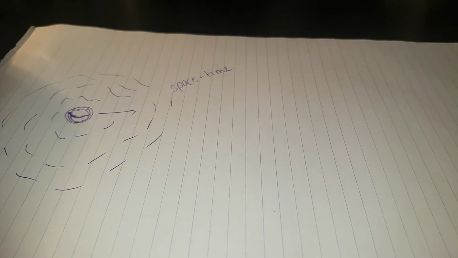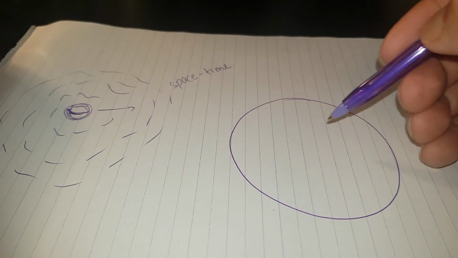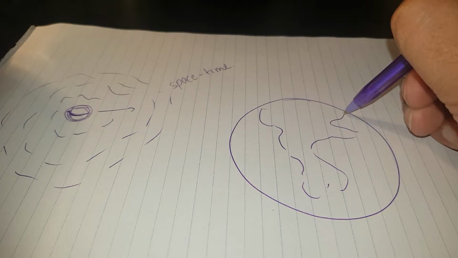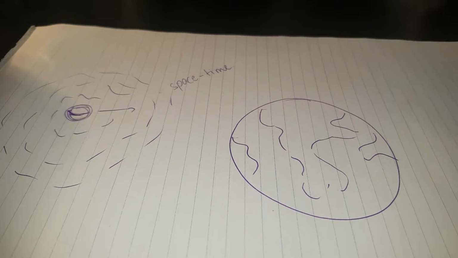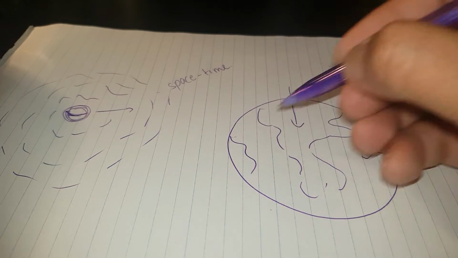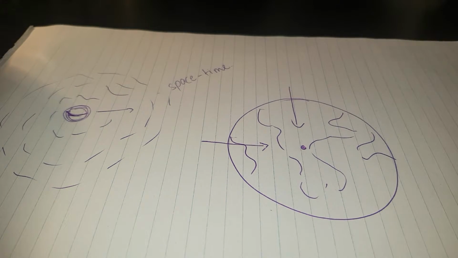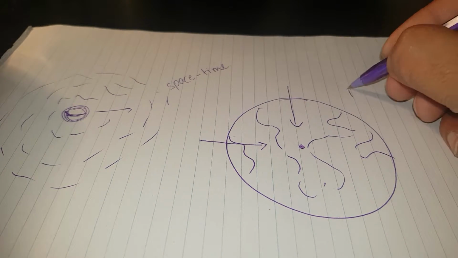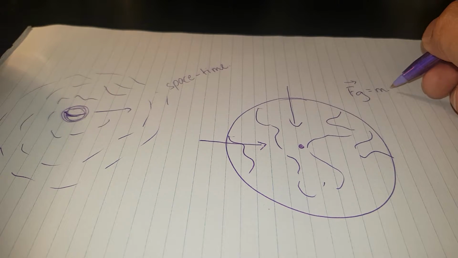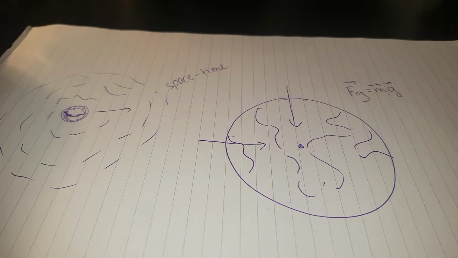And what is space-time to us? On Earth, as we feel it, it is known as gravity. Now, what is gravity? It is the pull of forces to the center of the Earth, which is the core, right? Which has the formula: force of gravity is equal to mass times gravitational acceleration.